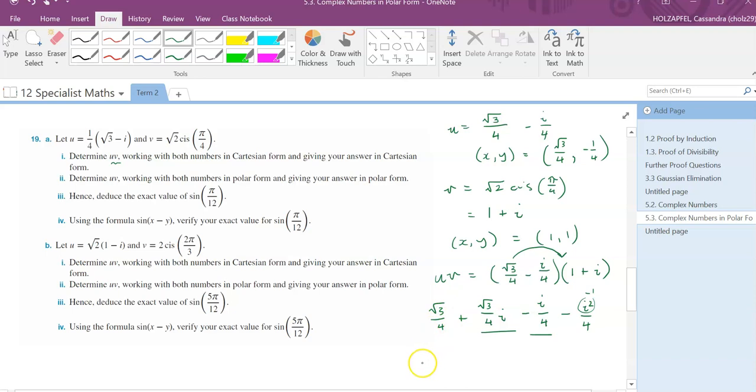So the real parts are going to become root 3 plus 1 over 4, plus the imaginary parts. So root 3 over 4 minus 1 over 4 is going to be root 3 minus 1 over 4i. So that would be the multiple in Cartesian form.